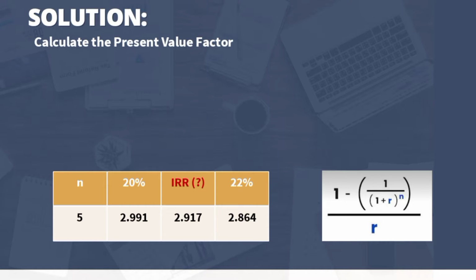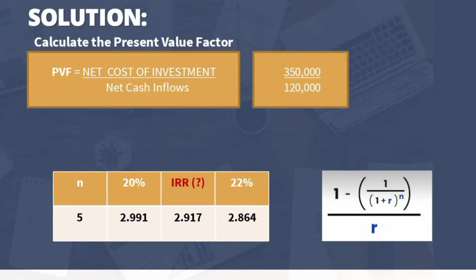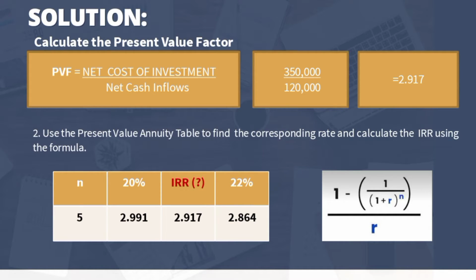So for the solution, let's calculate the present value factor, wherein the formula is present value factor is equal to net cost of investment over net cash inflows. So, lagay lang natin 350,000 for the net cost of investment divided by 120,000 net cash inflows. And we could get the PVF of 2.917. Second step, use the present value annuity table to find the corresponding rate and calculate the IRR using the formula.